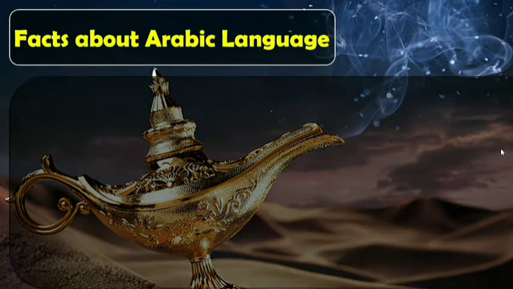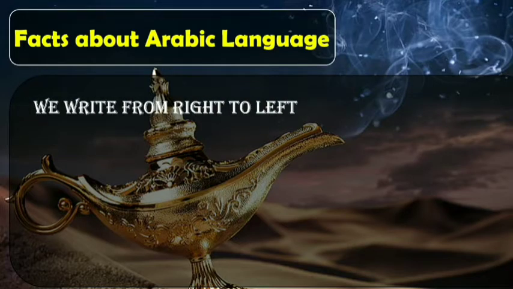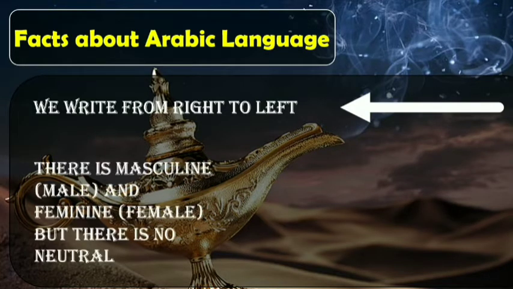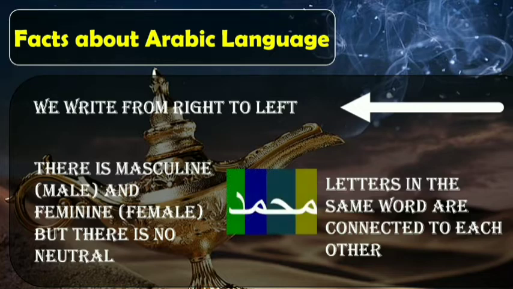So, first fact. In Arabic, we write from right to left. Second fact, there is male and there is female, like there is he and there is she, but there is no "it" in Arabic. Third fact, in one word, letters are connected to each other. Like this example: the letters here are separated, but above they are connected to give you one word.